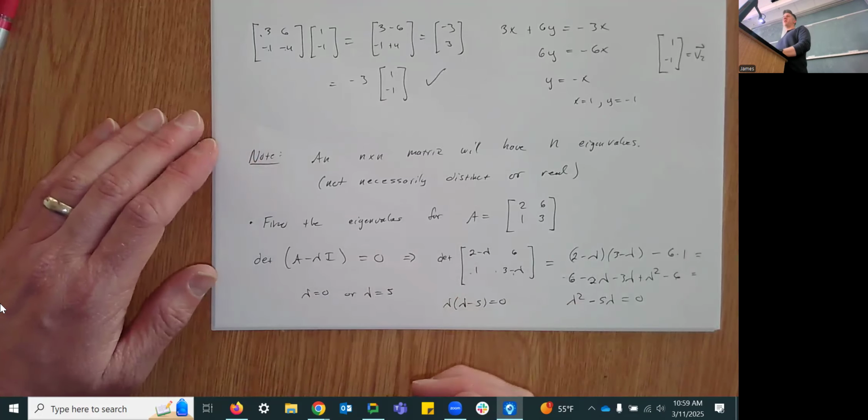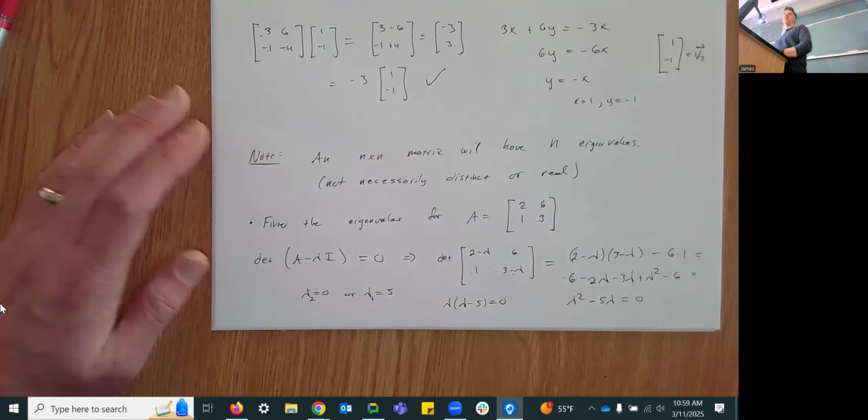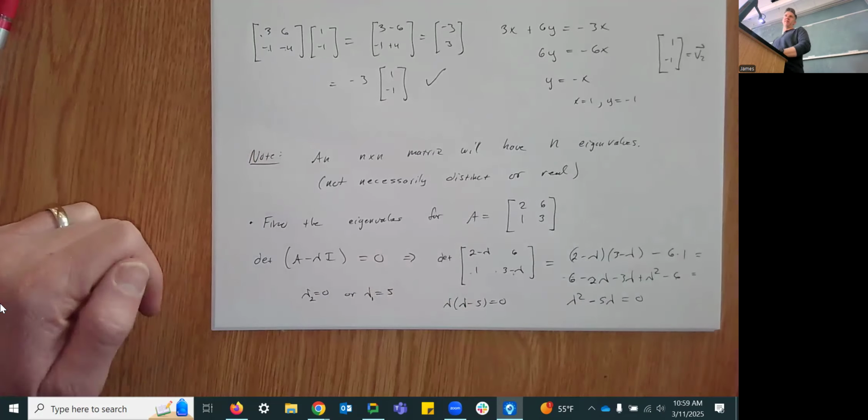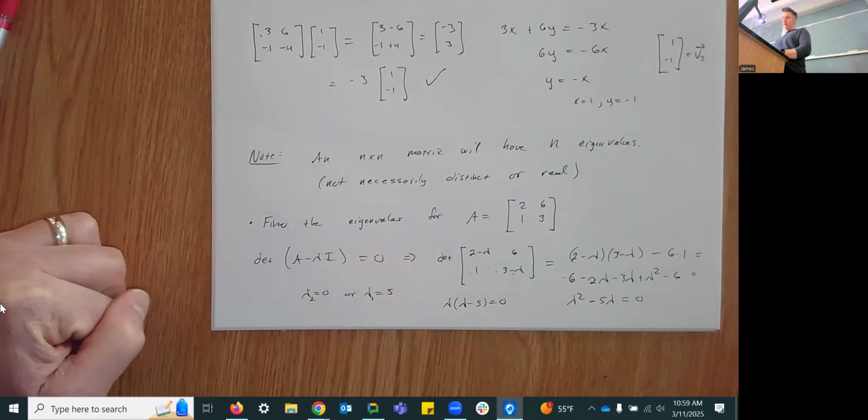The convention typically is to pick lambda 1 to be the largest value you have and lambda 2 to be the other one, but it doesn't really matter if you label them otherwise. So my eigenvalues are lambda 1 equals 5, lambda 2 equals 0.